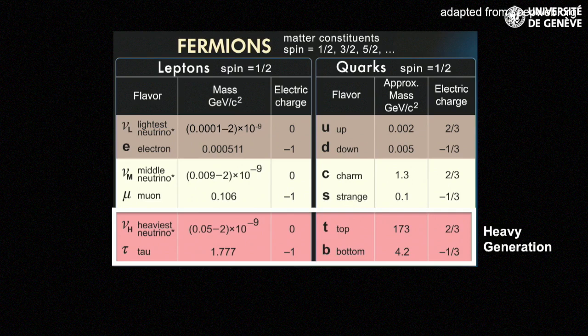There is a quantum number which is called flavor, which distinguishes between the generations inside each family. It is conserved by all interactions except the weak interactions.